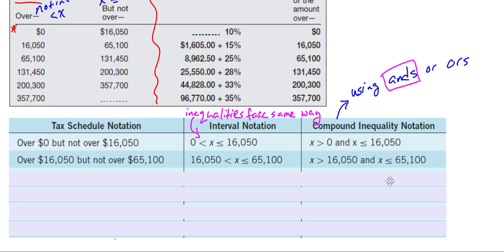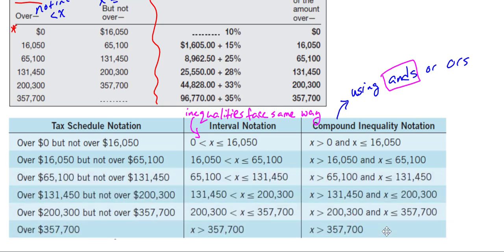And these would be the rest of the examples.